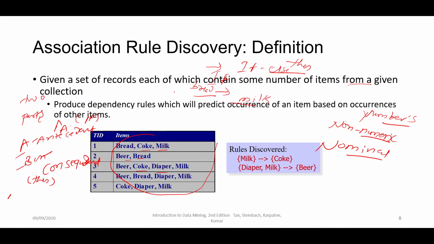Bread can be bought if the customer is buying milk, because normally with milk we can eat bread, even though nowadays bread can be eaten with other things also. But this is the relation between these two, you can say the set of records.